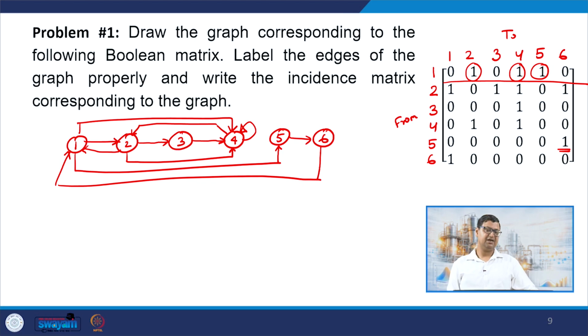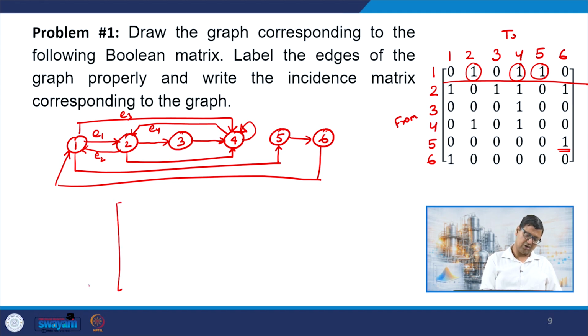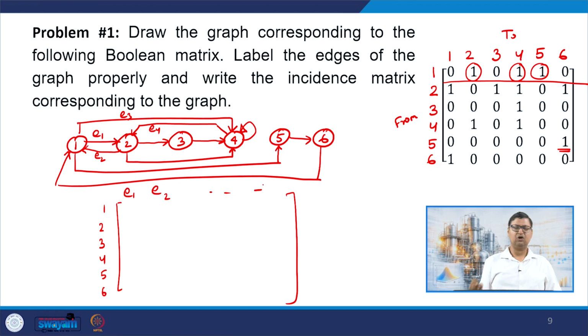Now, in order to do the incidence matrix for this case, we need to label all the edges in the graph, right? So I can do it like E1, E2, E3, E4 and so on. I can label all the edges, and then I can put the vertices along the rows 1, 2, 3, 4, 5, 6, and I will have all the edges along the columns, and whatever rules I have followed to write the incidence matrix, I am going to follow.